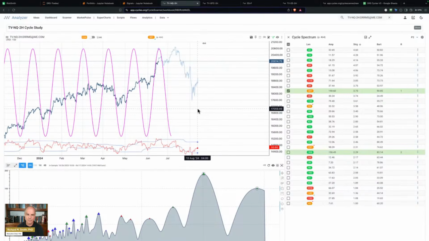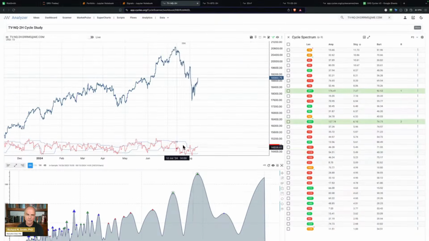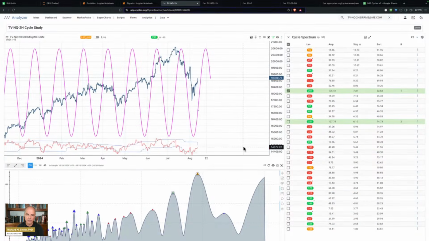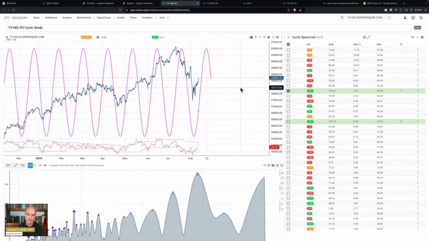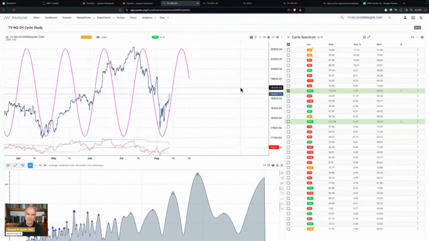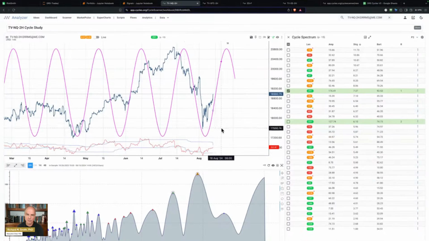Grab all the latest data. Update our analysis. And again, we've been focused around this 300 period cycle in the NASDAQ. And again, we see lots of bullishness from the cycles. Cyclic RSI buy, momentum going up.